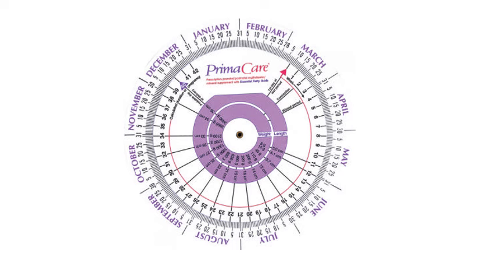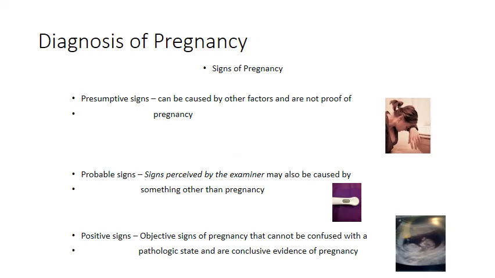You want babies to be what? You want them to be term, 38 weeks. So how do we diagnose pregnancy? Well, there's 3 ways we diagnose pregnancy.